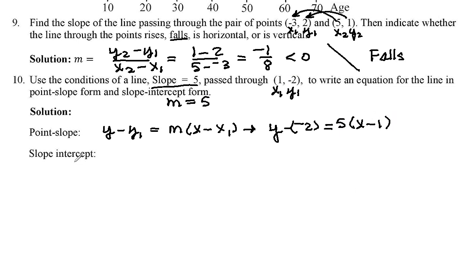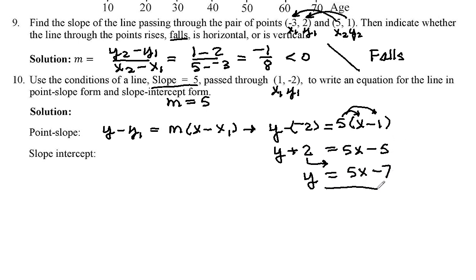And for slope-intercept, you just solve for y. So this will be y plus 2, double negative makes a positive. Multiply the 5 in, so that'll be 5x minus 5. Bring this 2 over as a negative. So y is going to be 5x minus 5 and minus another 2, 5x minus 7. And there's your slope-intercept form.